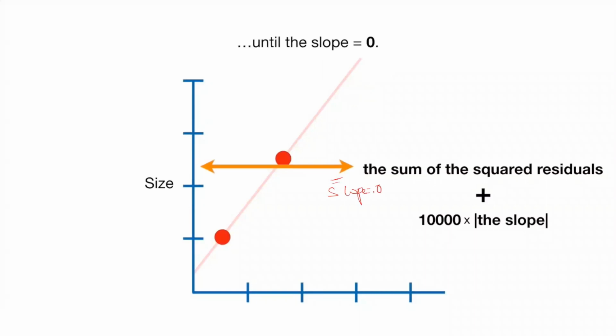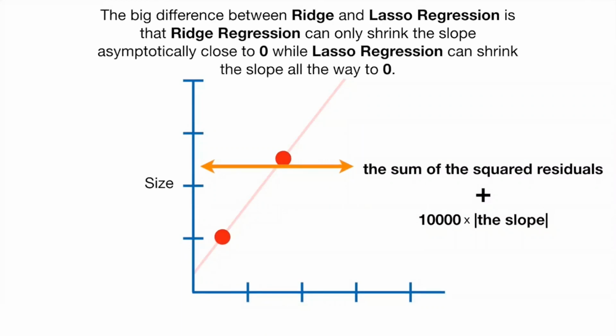The slope is 0. It means that the steepness has gone, but the slope is also 0. So there is no steepness. Okay, probably the worst line. So the big difference between ridge and lasso regression is that ridge regression can only shrink the slope close to 0, while lasso regression can shrink the slope all the way to 0.